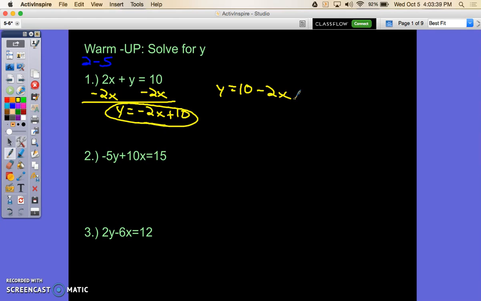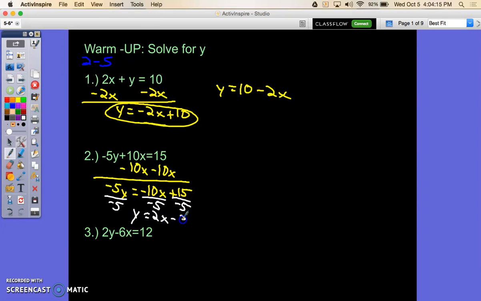Number 2. Go ahead and subtract 10x from both sides. You're left with negative 5y equals negative 10x plus 15. Now, here was the case where we needed to decide, do we want to divide the entire thing by 5 or negative 5, or do we want to divide each individual one? And remember, because this negative 10 and 15 are both divisible by 5, we want to go through and divide by negative 5 individually, and now we are going to be left with y equals 2x minus 3.